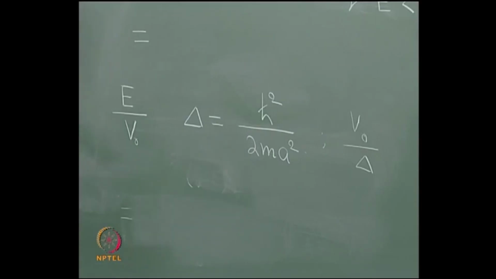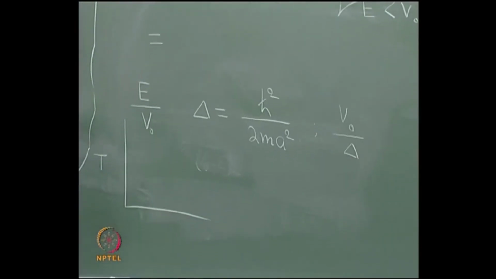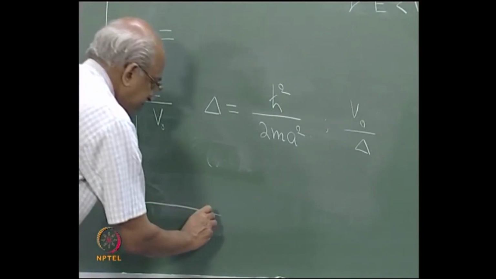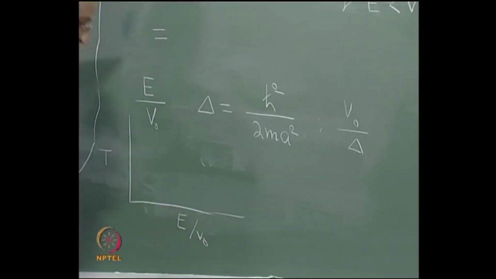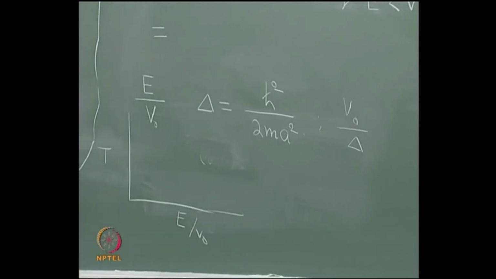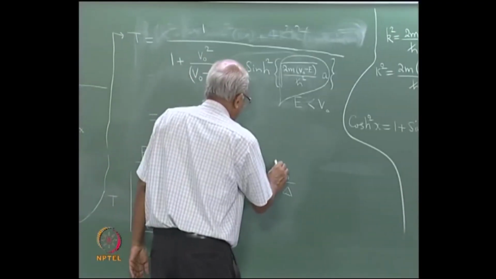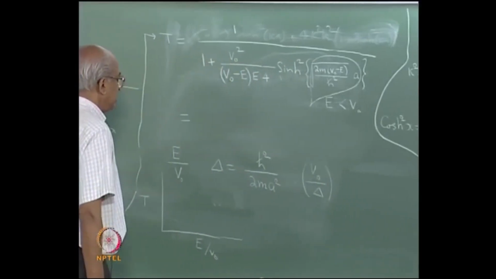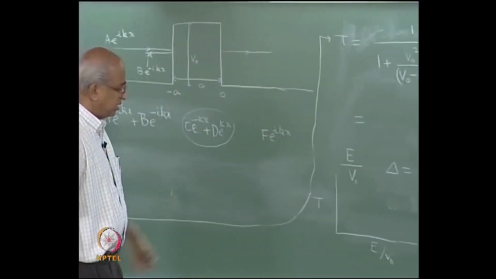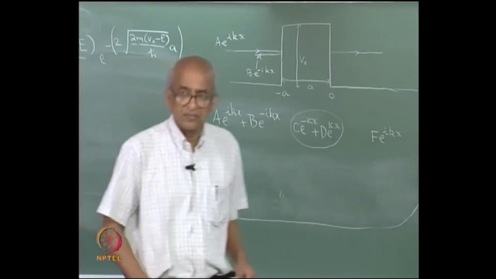So, what I will do is I will make plots in which I shall show the tunneling probability or the transmission coefficient as a function of E by V0, right. E by V0 will be taken along the horizontal axis, T will be taken along the vertical axis, and I shall make the plot for different values of this ratio, different values of V0 by delta. Okay. Let us look at such a plot.